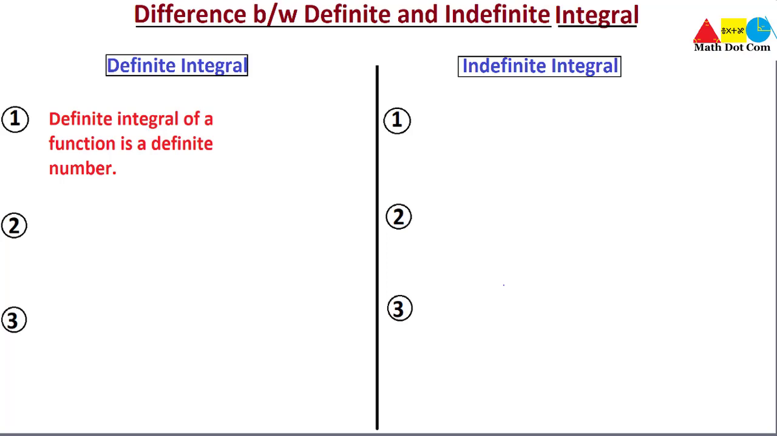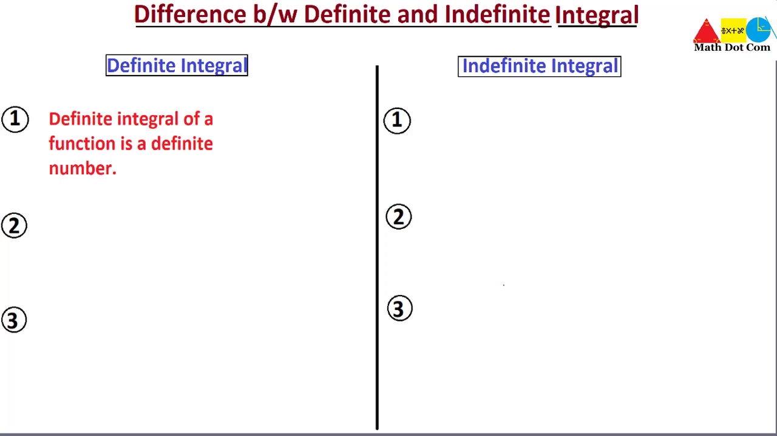That means when you take the integral of a function that is a definite integral, you will get a single definite number at the end. As we have discussed in our previous lecture, while finding area under the curve, we must have a single value. Now what is an indefinite integral? We will see the notation as well in the second point, then you will understand it better.